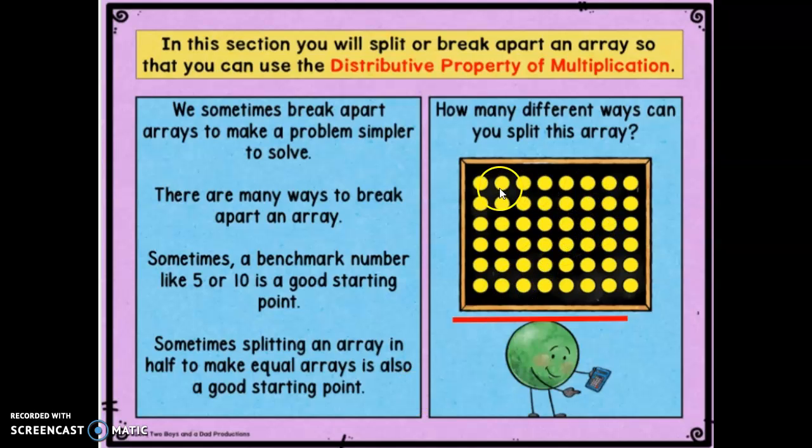So let's look at the original array we have. We have 6 times 8. So the first thing that I'm going to do is I'm going to break apart, using this line, one of the numbers.